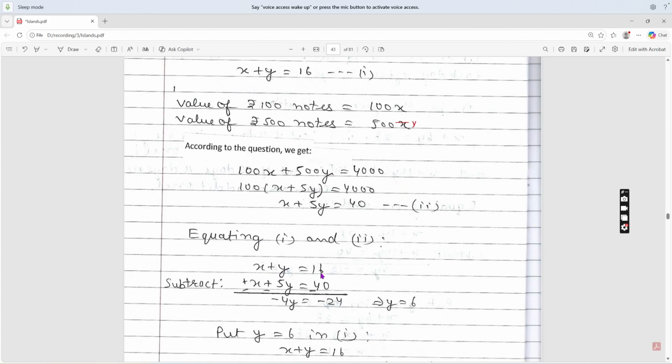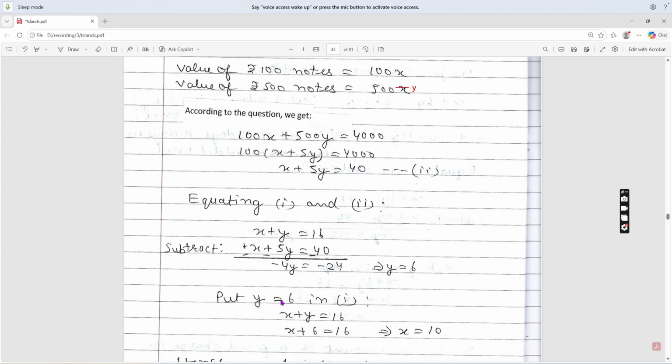Equation 1 is x plus y is equal to 16. And equation 2 is x plus 5y is equal to 40. Now this plus become minus. Here we need not multiply any equation by any number because the coefficient of x is already the same, that is equal to 1, 1. And when the coefficients are same, we have to subtract. So plus x minus x is 0. Plus y minus 5y is equal to minus 4y. Plus become minus. So plus 16 minus 40 is equal to minus 24. So y is equal to minus 24 upon minus 4, that is equal to plus 6.